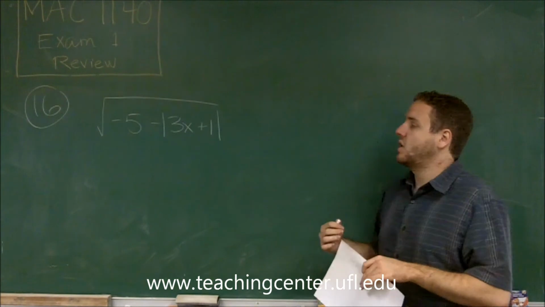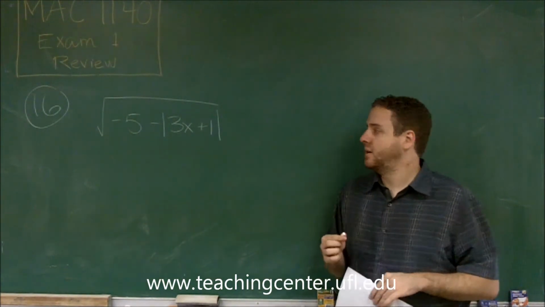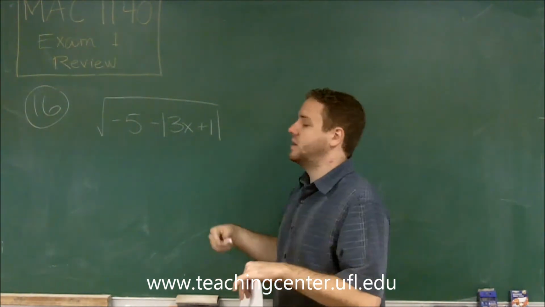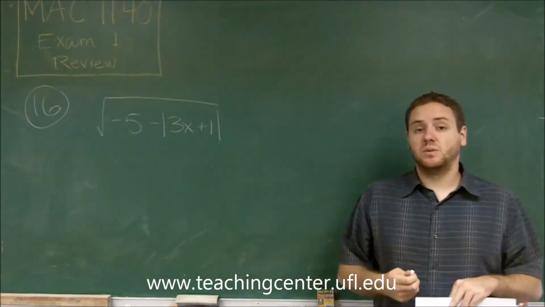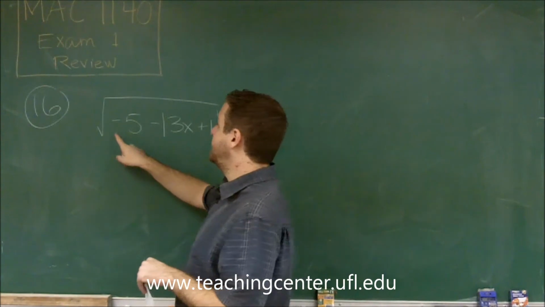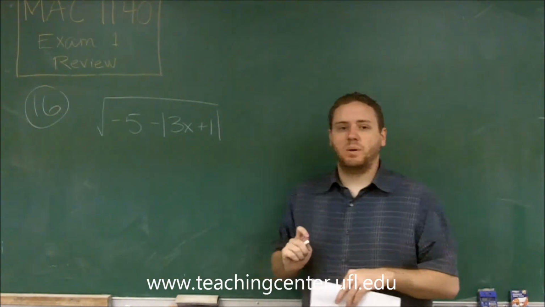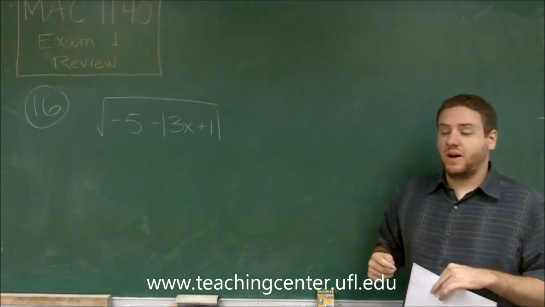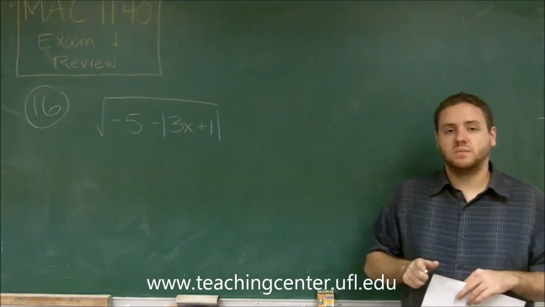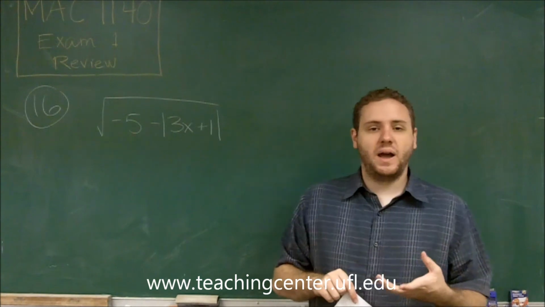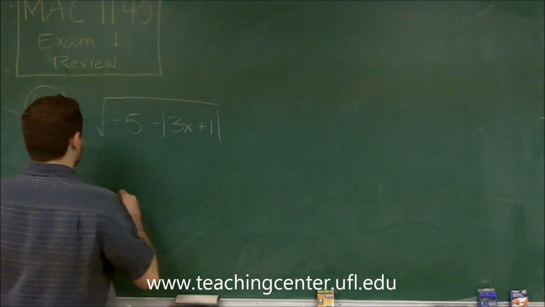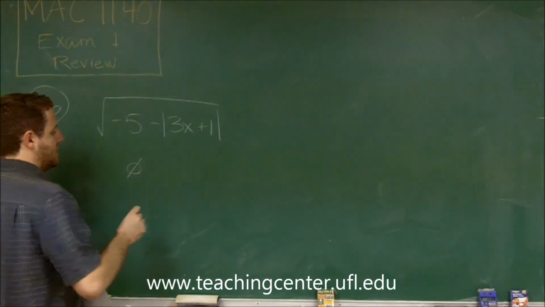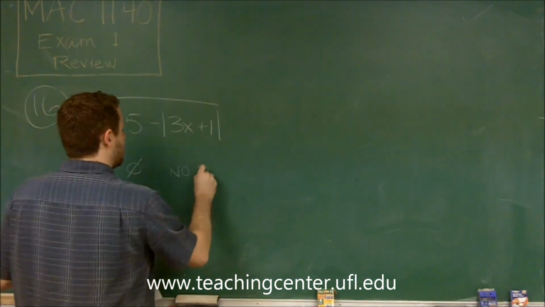However, in this case, we can use a little bit of common sense to help us here. Anything that 3x plus 1 gives you is going to be in the absolute value bars, which means it's going to be positive. And if you do negative 5 minus some positive number, that's always going to be more negative than negative 5. So clearly this is always going to be negative, and if you try to take the square root of that, you're not going to get anything. So our domain here is empty set, or you can say no real solutions.